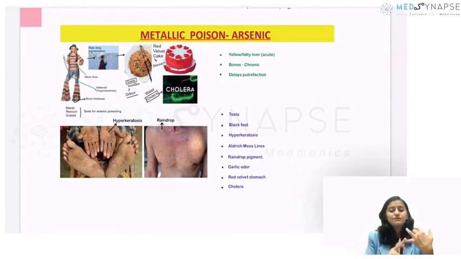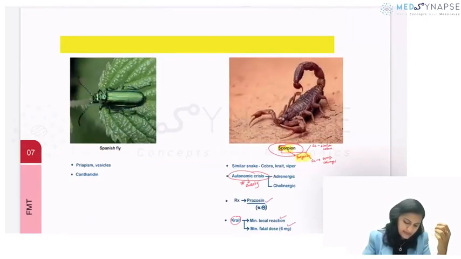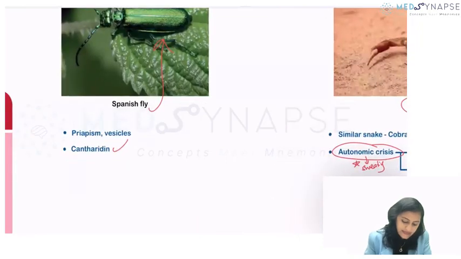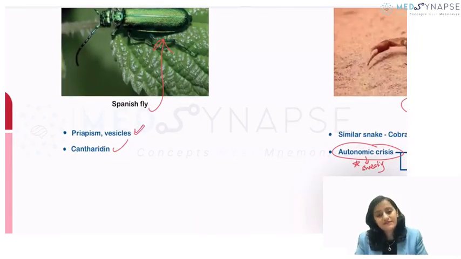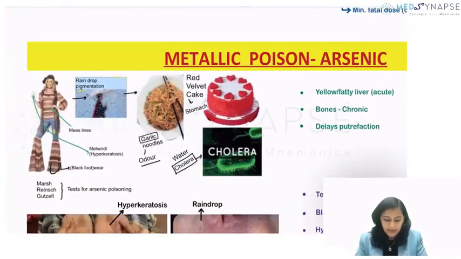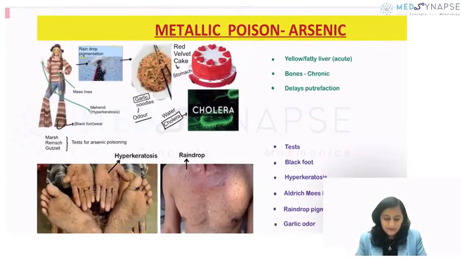Right, so we are done with the plant poisons and we are done with the animal poisons. Here, in animal poisons, remember Spanish fly, which is green in color. Cantharidin is the active principle. It causes priapism and vesicles. Going to the next one, that is metallic poison.